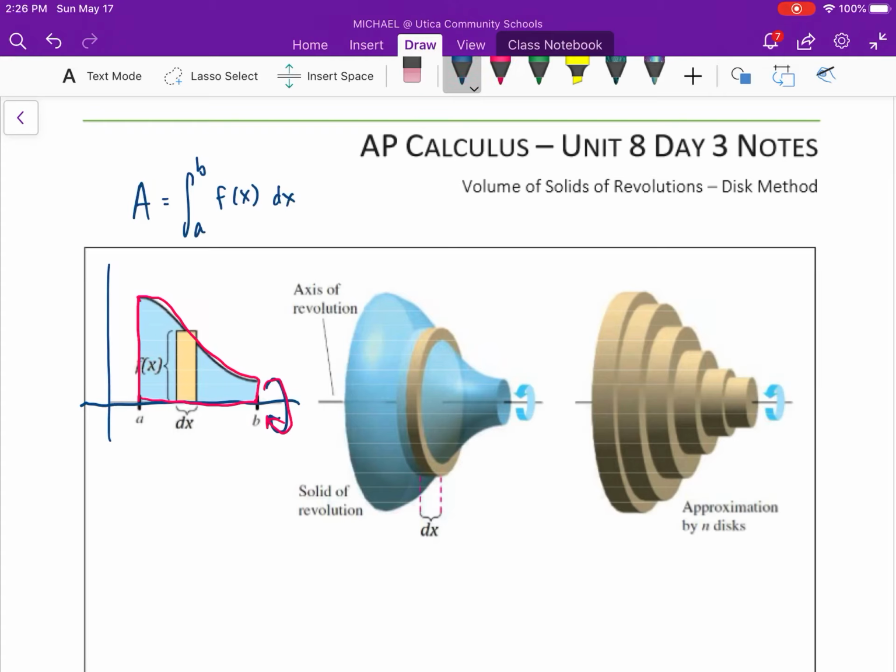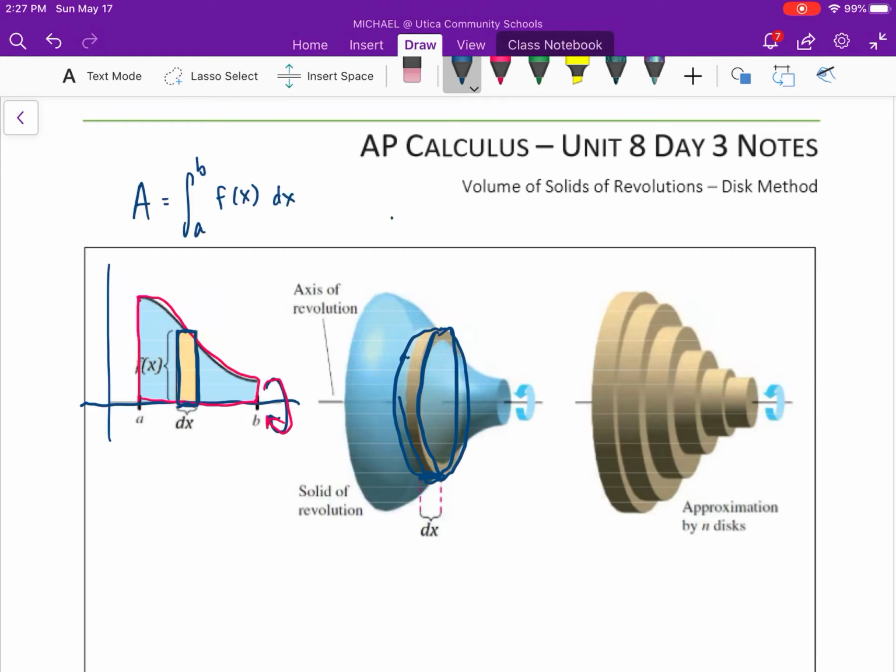So let's back up for a second. If we remember, in this first picture, when we were first trying to find the area, we would take these rectangles and add them up from left to right. Then we would make that width smaller and smaller, which would approximate the area under the curve. When we rotate this, you can see that this rectangle now becomes this three-dimensional disk with a very small height.